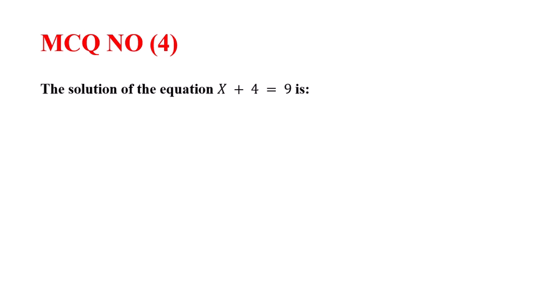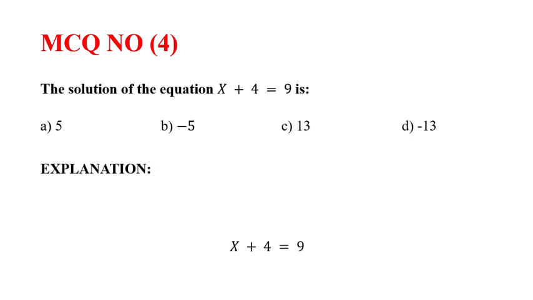MCQ number 4, the solution of the equation x plus 4 is equal to 9. The required options are A 5, B minus 5, C 13 and D minus 13. Explanation: the given equation is x plus 4 is equal to 9 and this 4 shifts to the other side, it will be negative.